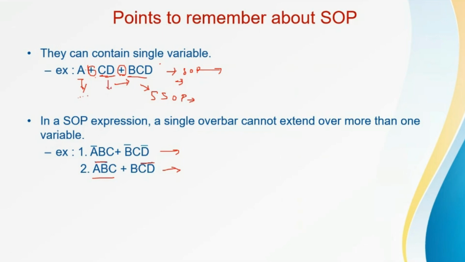And in the next one, A is missing, B is missing. So here A is missing. So this is not a standard. Standard means in all the products we should be having all the variables like A, B, C, D, all. So how to convert this expression to standard SOP? And with ABC, all the variables.